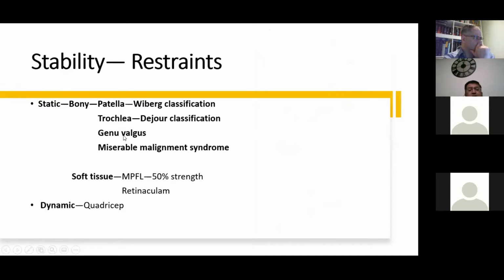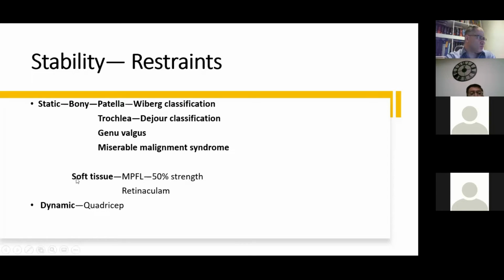Then the genu valgus, or the alignment of the lower limb, that is the Q angle, which I have discussed: if the Q angle increases, the lateral subluxation forces will increase. The next one is the rotational alignment of the lower limb, which is important. If there is femoral anteversion and tibial external torsion, that will increase the lateral subluxation of the patella. The next one is the soft tissue. The most important is the MPFL, the medial patellofemoral ligament, that provides about 50% of the strength to oppose lateral subluxation. And there are the medial and lateral patellar retinaculum.